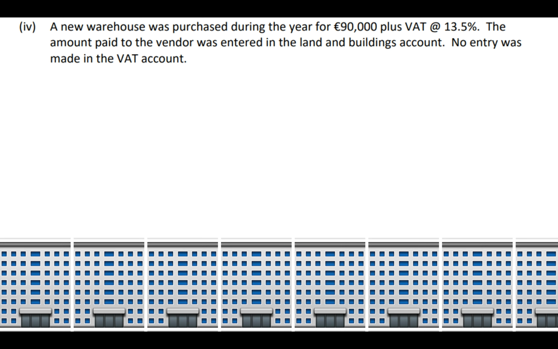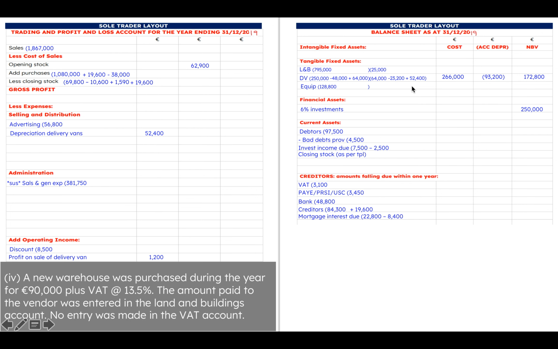Note 4 then. A new warehouse was purchased during the year for €90,000 plus VAT, 13.5%. This amount paid to the vendor was entered in the land and buildings account. No entry was made in the VAT account. So what should happen when a new warehouse was purchased? The buildings account should be debited by 90,000, and then the VAT account should be debited by 12,150, because that is 13.5% of 90,000. So that's what should have happened.